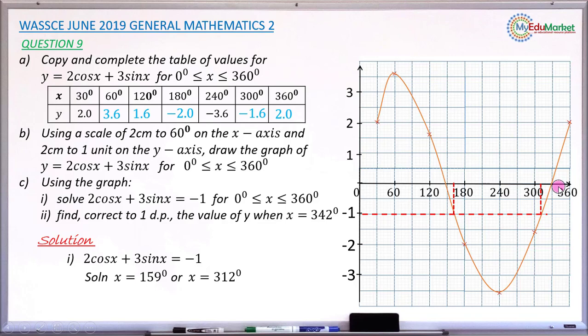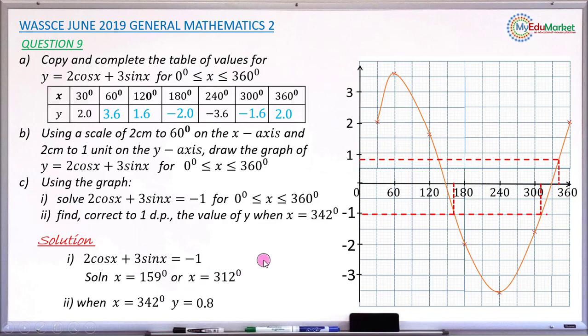So I'm going to draw a line up to touch my curve. When it touches my curve, I'll draw another one to the left. Just like this. Look at it. Yes. So the value of y here would now be the value of y when x is 342 degrees. And each small division here, I said, is just 0.1. So this will now be 0.8. So y will now be 0.8 when x is 342 degrees. With this, I have answered all the questions.